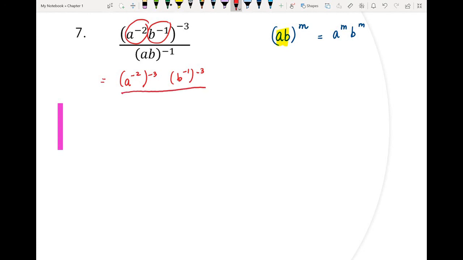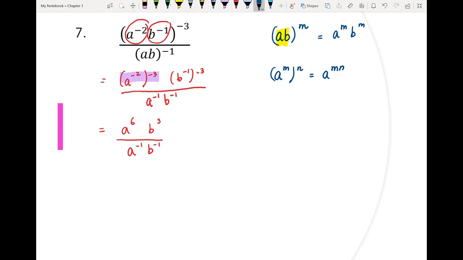Now we check the denominator, and it is the same as A power -1, B power -1. So next I'm going to check. I have over here the property A power M raised to the power of N. This will give me A power Mn. So it means that I'm going to multiply my powers. Now I'm going to get A to the power of -2 times -3 will give me 6. So A power of 6 multiplied with B power of -1 times -3 is going to give me 3, over A power -1, B power -1.